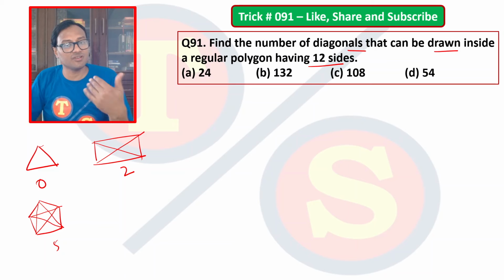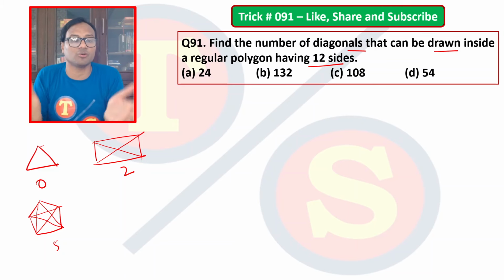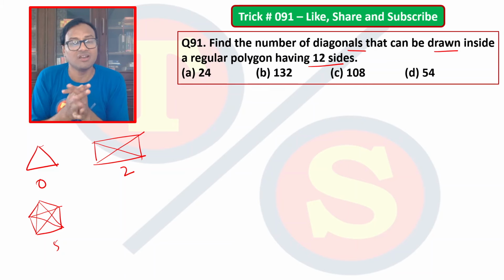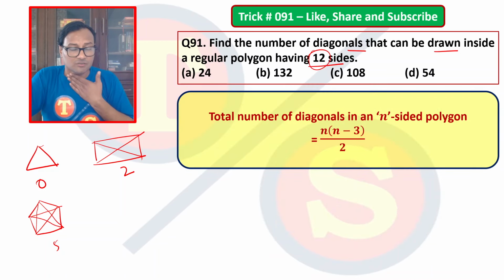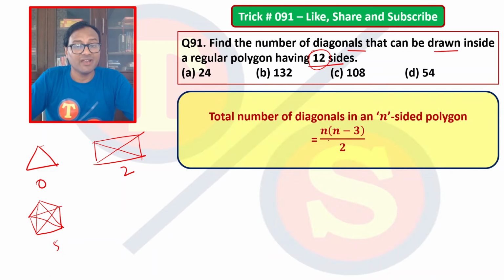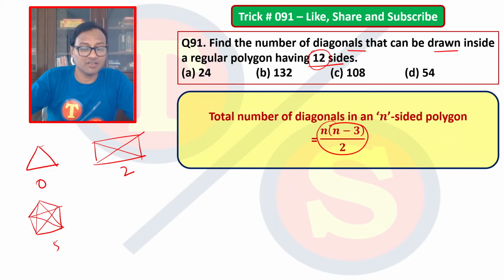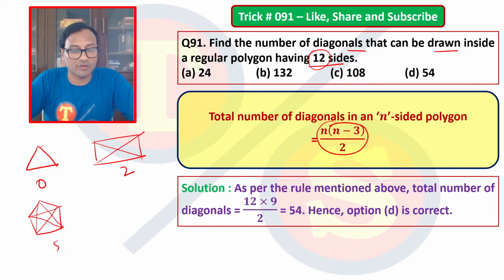So in this way we can try to draw the diagonals inside the given polygon and try to find out their number. But as you can see, in this question 12 sides are there. So it will be a very cumbersome, very tedious job to calculate it in this way. So we have a direct formula for that. The formula is what? n into (n minus 3) upon 2, right? So basically if we apply this formula over here, there will be 54 diagonals. Answer option D will be the correct answer.